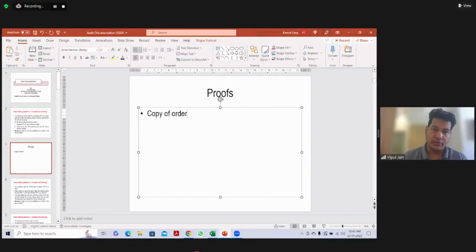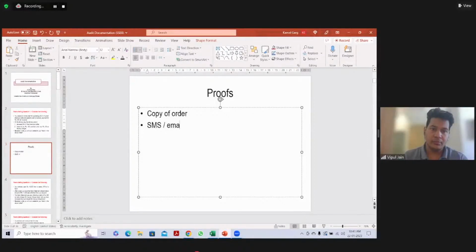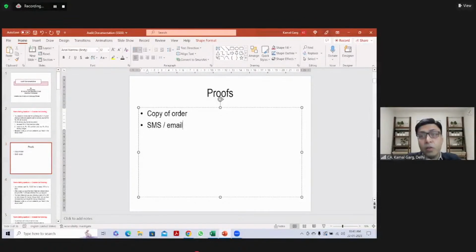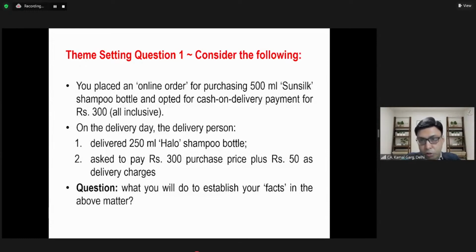I mean, online order. It could be a screenshot, it could be a printout, anything else. Then you must have an SMS or email that confirmed what order you have placed. Now, what you will do, you will place all these things before the delivery boy. And you will be able to establish your case that I ordered this much quantity, that is 500 ml, and this brand, that is Sunsilk shampoo bottle. This was the price, 300, which was all inclusive.